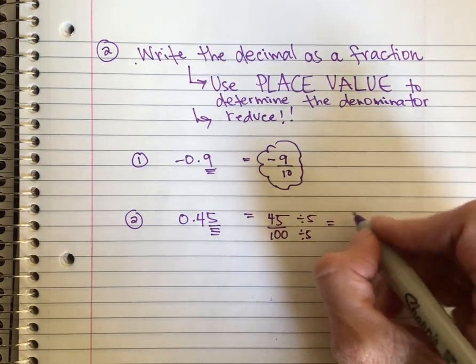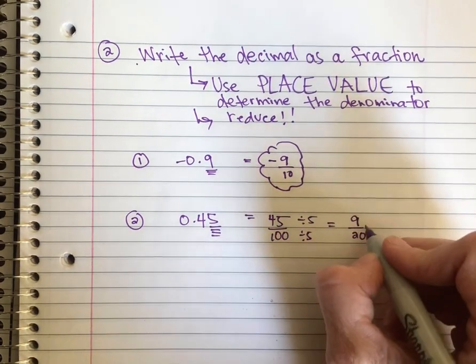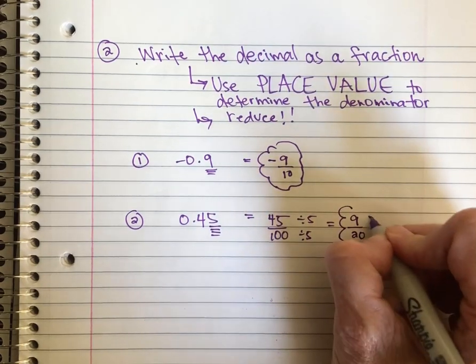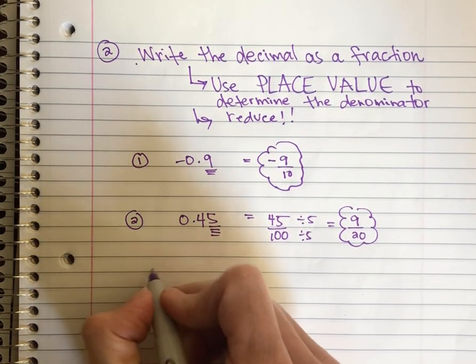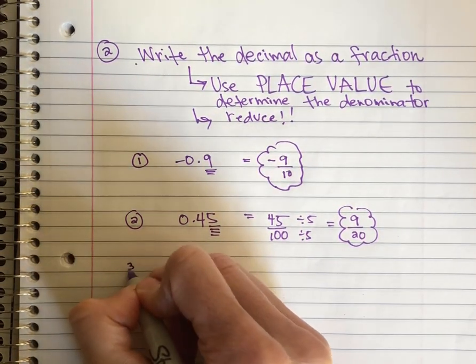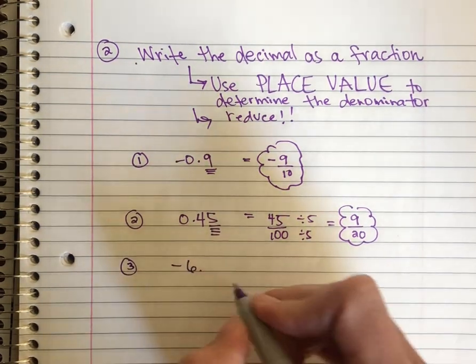are divisible by 5 to result in 9/20. I can't reduce anymore, so 9/20 would be my answer. Okay, let's try one more that has a mixed number in it, and we'll put a negative sign in front just for fun.